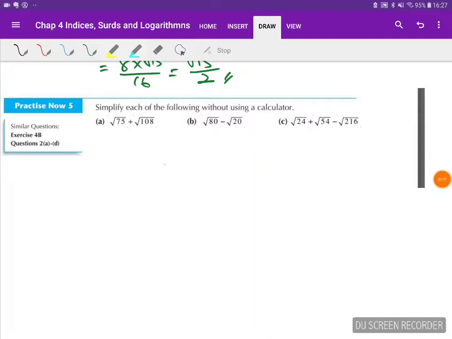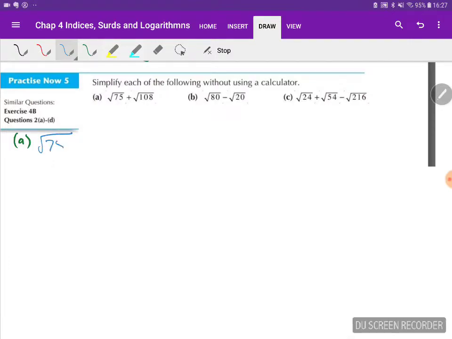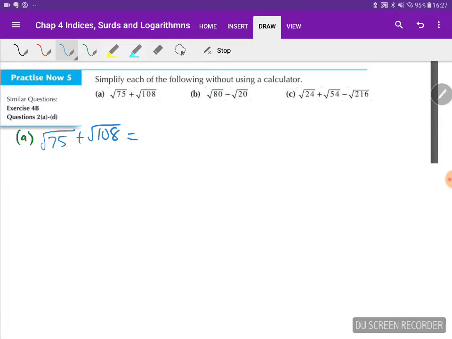Okay, now let's look at practice 5, question 1. Square root 75 plus square root 108. So to simplify this without using a calculator, right?